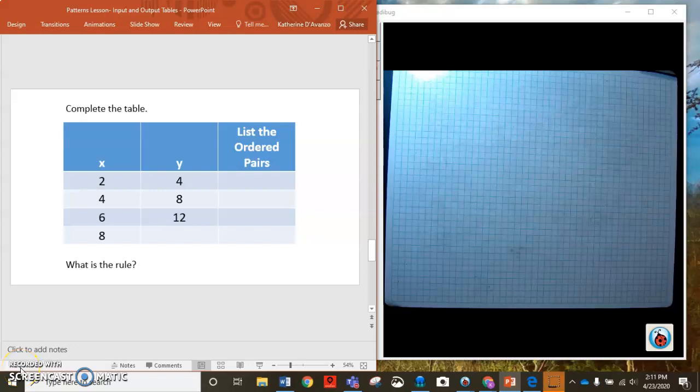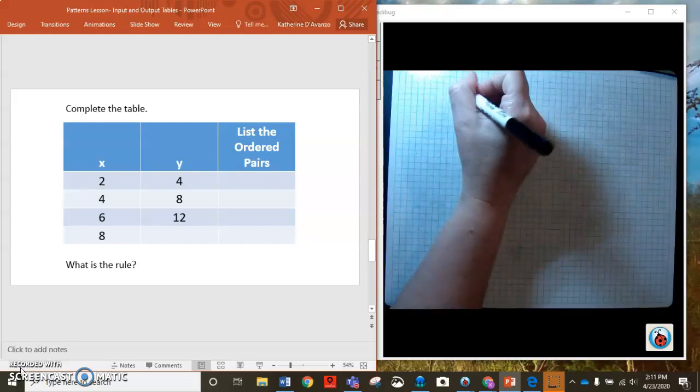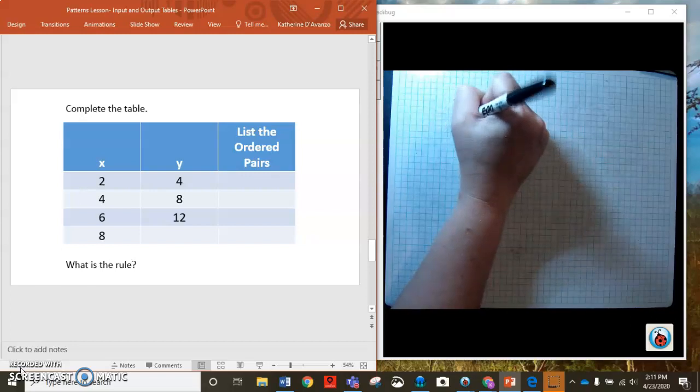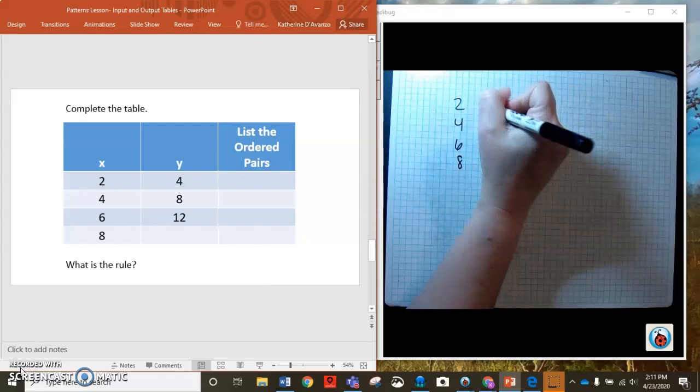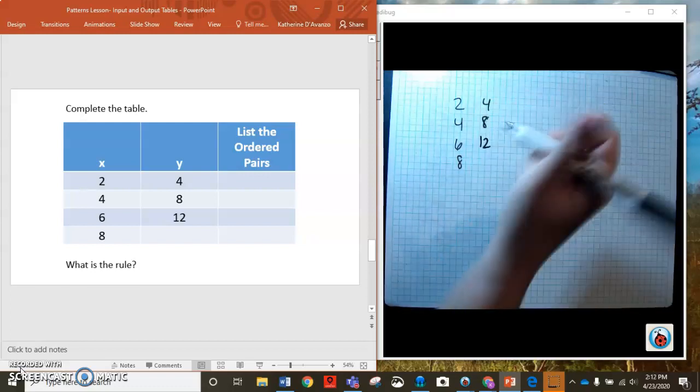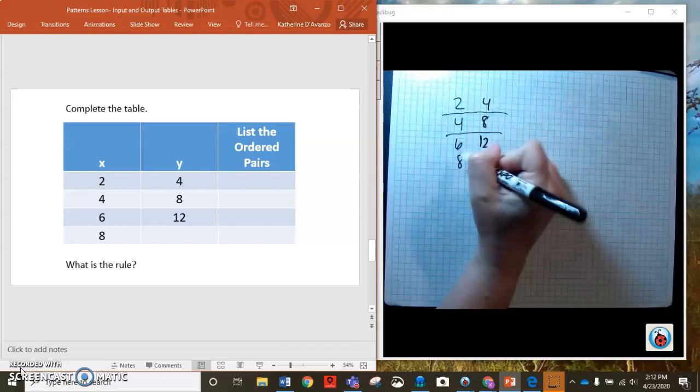Now let's look at taking our input and output and writing them as an ordered pair. So in this table, this is similar to the problem we had with the trains in the introduction lesson. So if the inputs are 2, 4, 6, and 8, and our outputs then are 4, 8, 12, and then our next one would be 16, following the rule of adding 4.